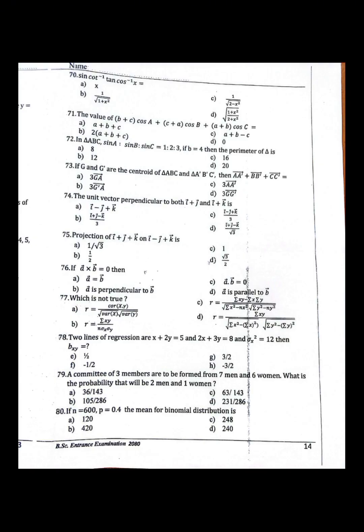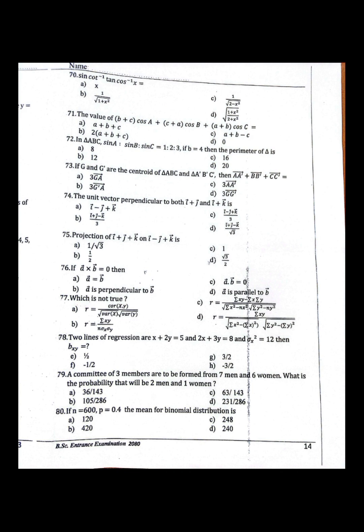70. Sin of cot inverse of tan of cos inverse x equal to: A, x; B, 1 upon root over 1 plus x square; C, 1 upon root over 2 minus x square; D, whole root of 1 plus x square upon 2 plus x square.